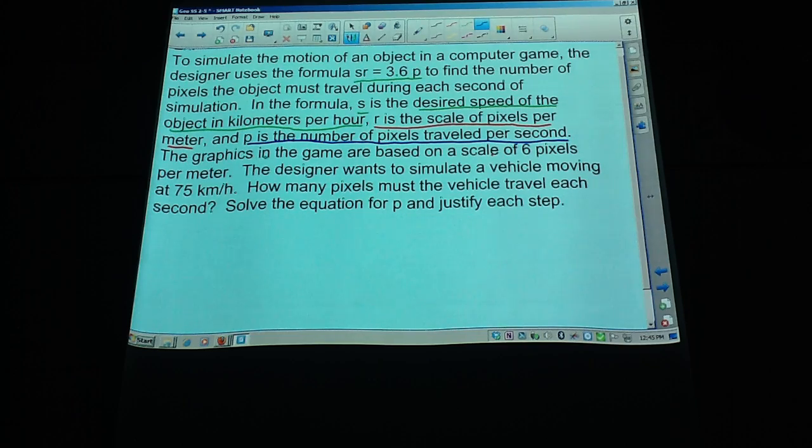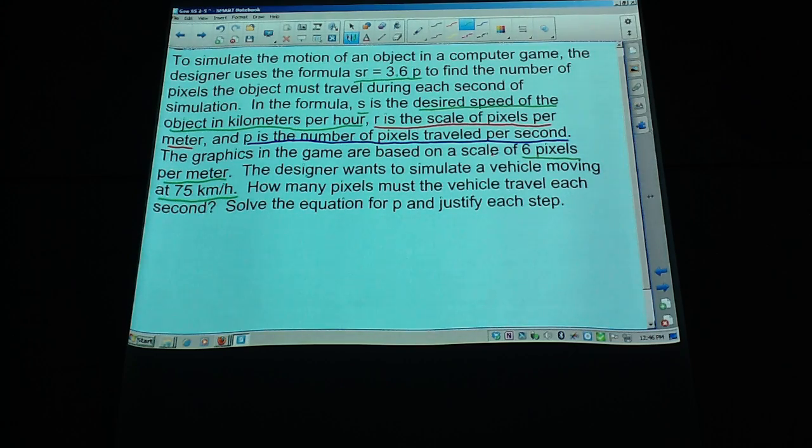Alright, the graphics in the game are based on a scale of 6 pixels per meter. The game designer wants to simulate a vehicle moving at 75 miles per hour. How many pixels must the vehicle travel each second? Let's see, solve the equation for P and justify each step. So it looks like we're looking for P.